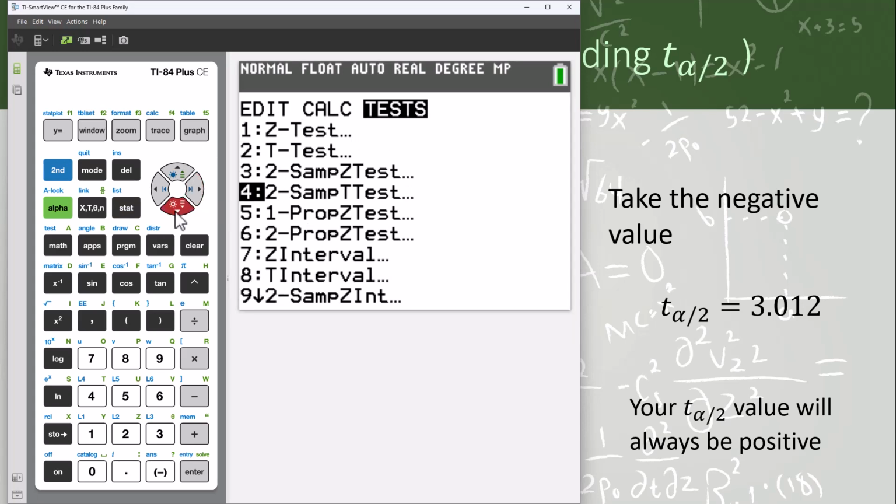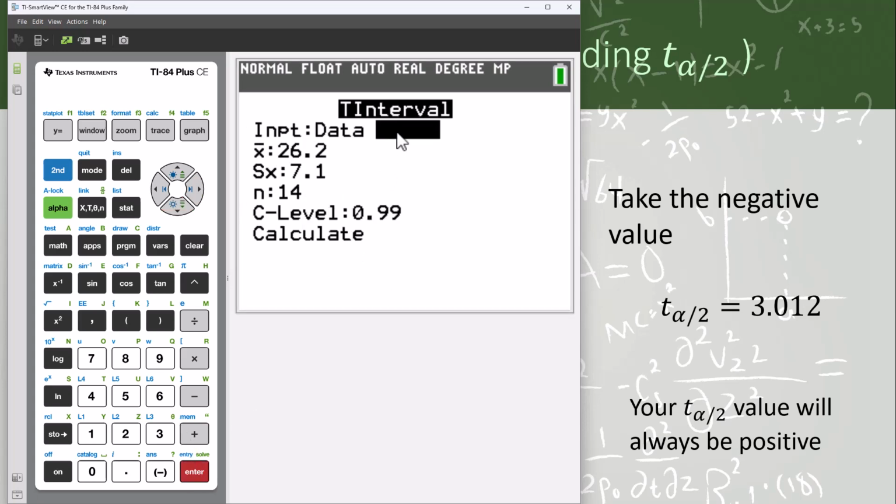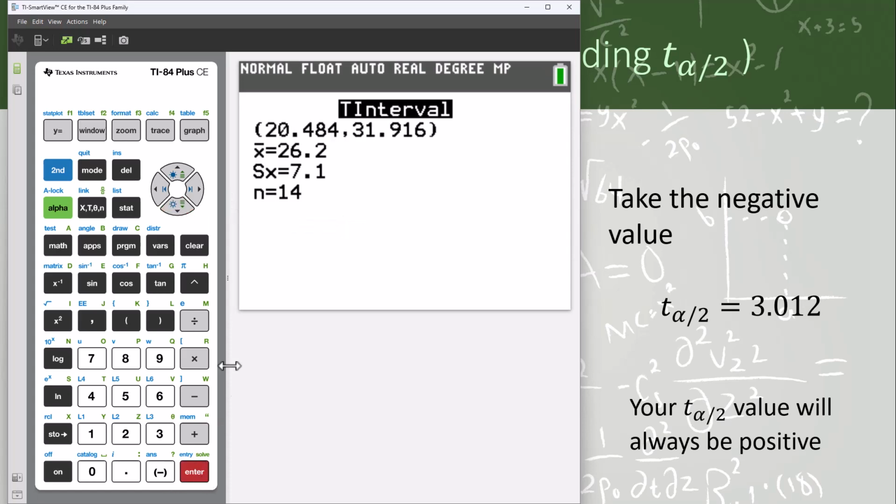So go on down to 8, hit enter, and we want to make sure our input data is on stats. Here we have our sample mean of 26.2, our sample standard deviation is 7.1, 14 samples, my confidence level is 99%. I can go down to calculate. And after rounding, we get the exact same answer we had before: 20.5, 31.9, which is exactly what we were looking for.